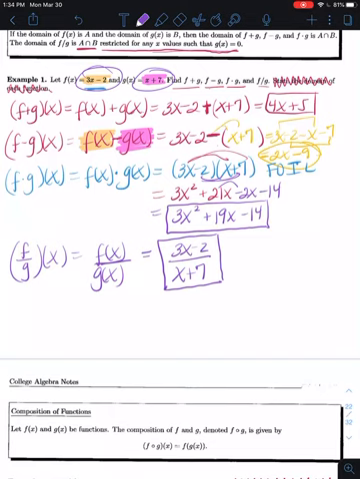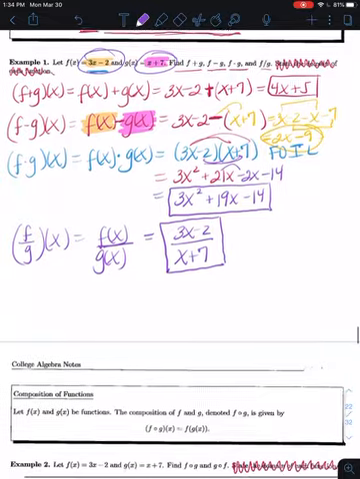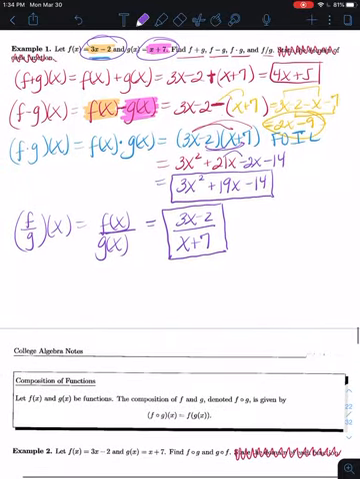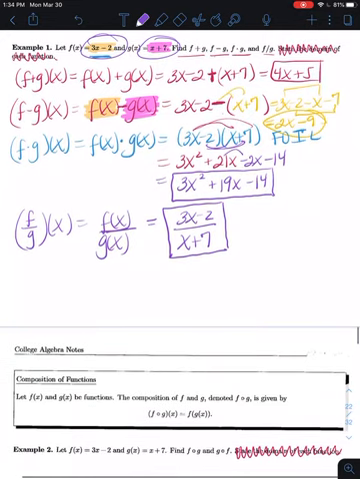Now at this point, because I don't have another example, I would suggest pausing the video and retrying this example. This will be a good example to try. So go ahead and do that and see if you can get the same answers that I have here.